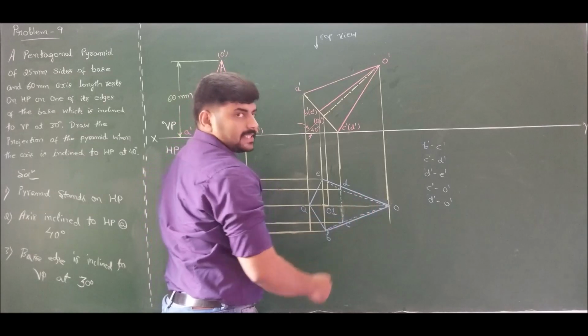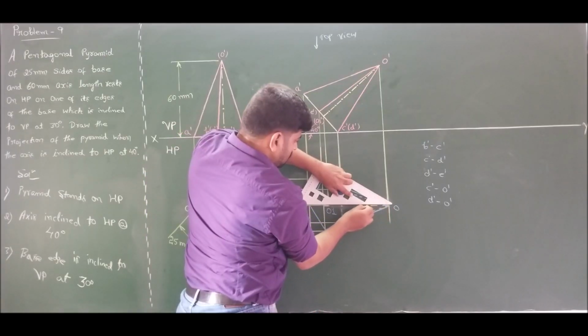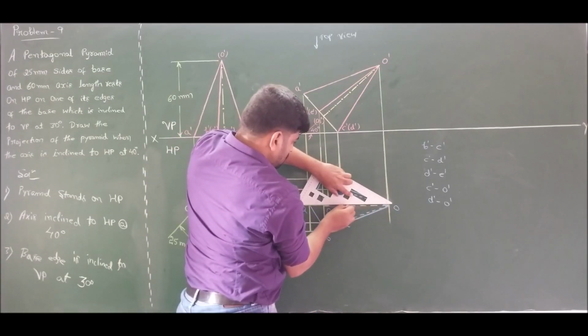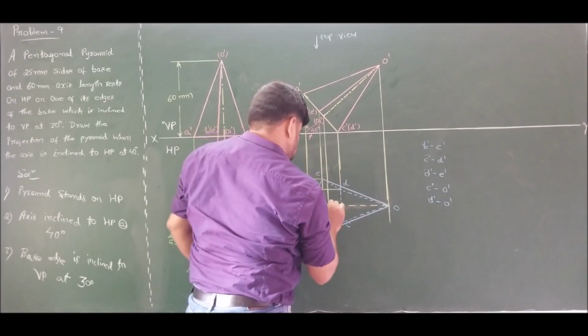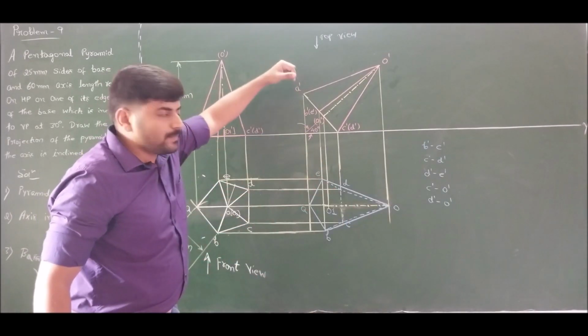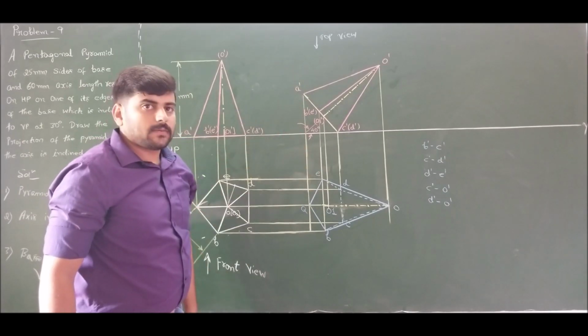Finally, mark the axis with dashed lines with a dot in between. This completes the top view of the pyramid in its second position.